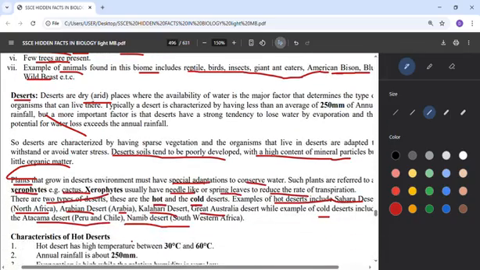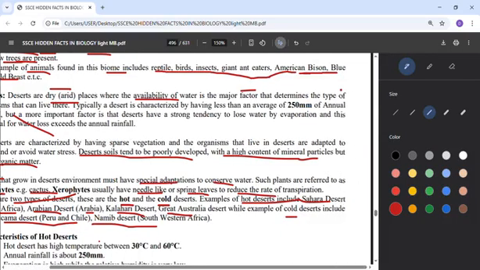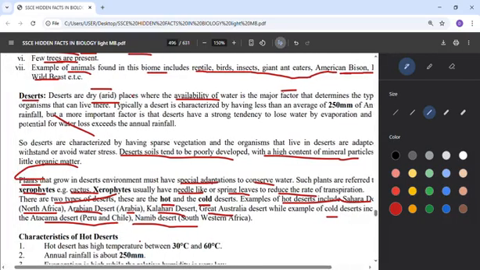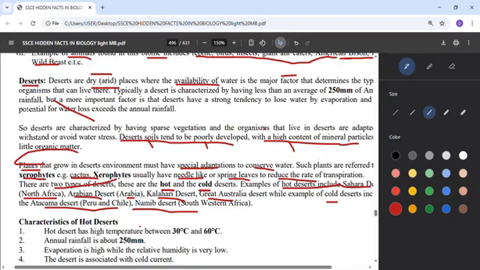When you talk of deserts, these are dry or arid places where the availability of water is a major factor that determines the type of organism that can live there. If you look at the soil of a desert, it's very poor and has a high content of mineral particles.